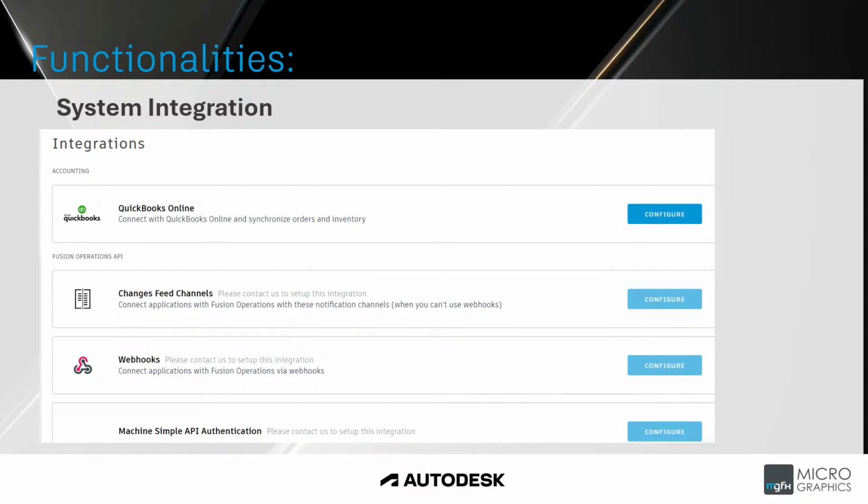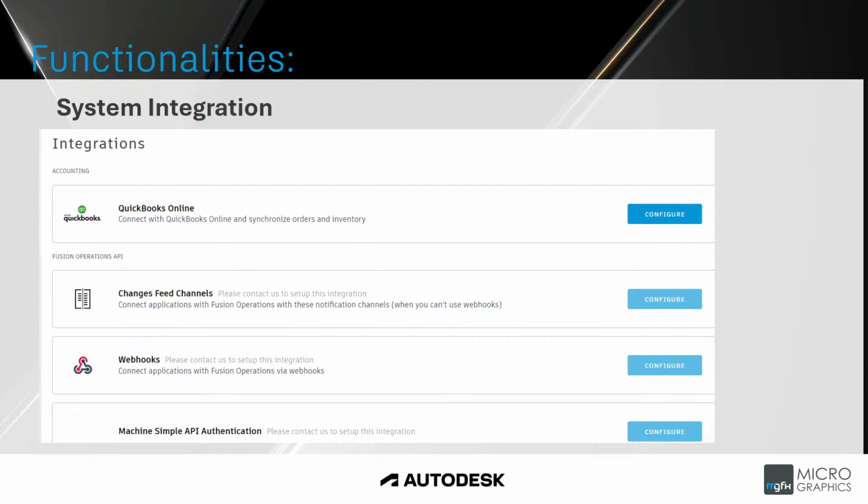Fusion Operations does have an open API that allows you to easily integrate into an ERP or a CRM system. Here's just a few of the accounting integrations that are available, like QuickBooks, webhooks, where you can simplify with your machine, and simple API authentication, where you can start your configurations.